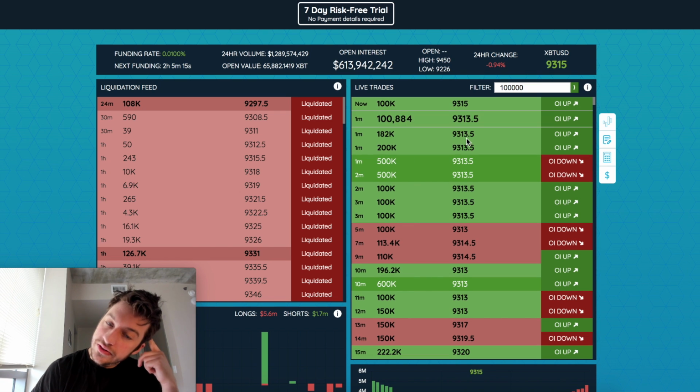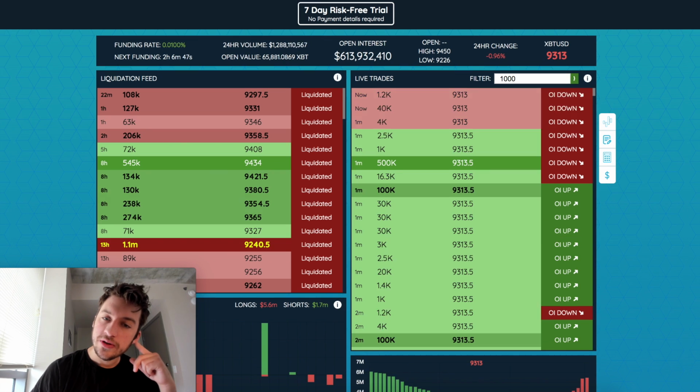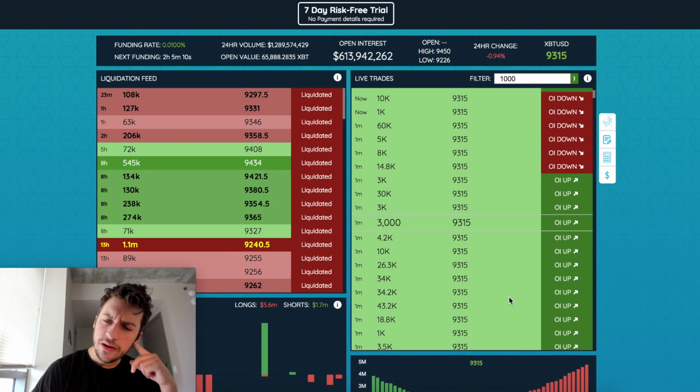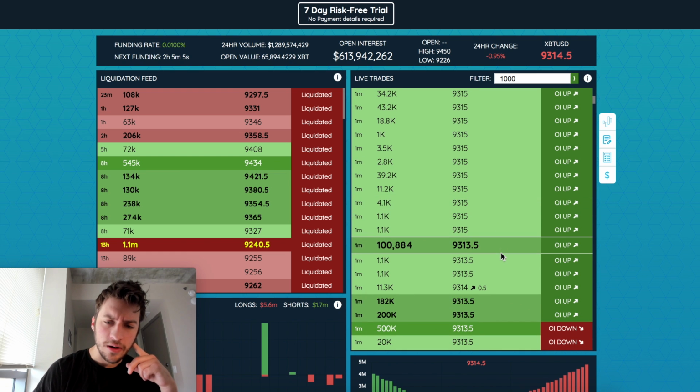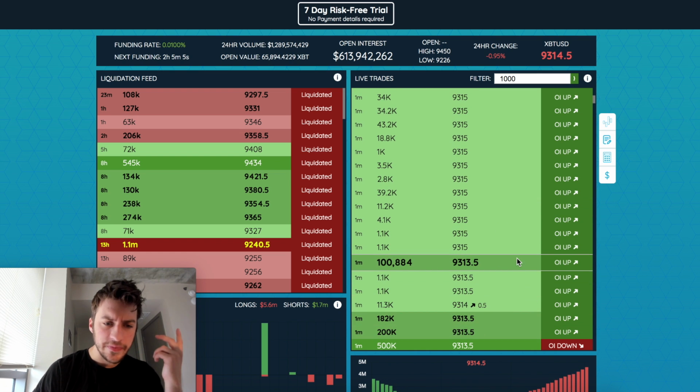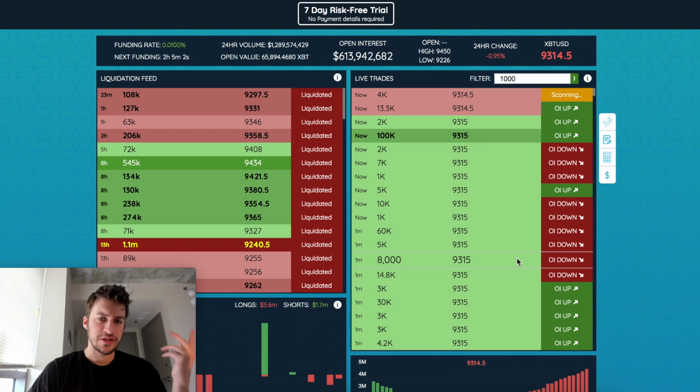Okay, there's a lot of longs entering. A lot of large longs entering. Now, what's the retail crowd doing? Are they entering too? Oh, geez. Yeah. So many longs entering. Look at this. It seems like everyone using market orders is just longs entering the market.